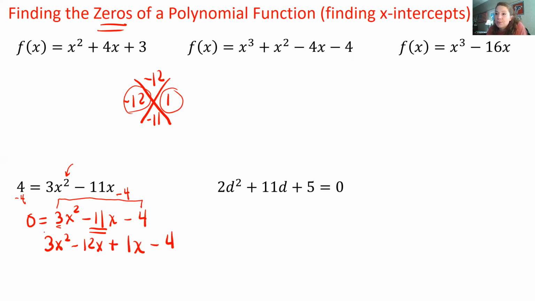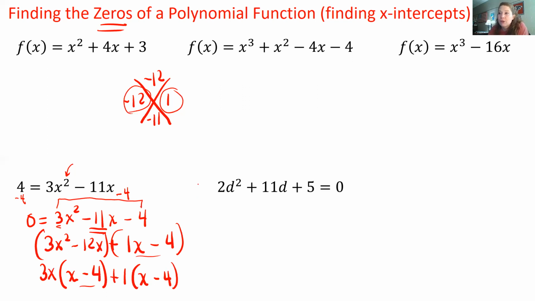So now I have 4 terms, so I'm going to group them. And then I want to see what these first two, what's the greatest common factor? So it would be 3x. So 3x squared divided by 3x is x. -12x divided by 3x is -4. And then these already match, don't they? So I would just factor out a positive 1, and I would get x minus 4. So now my two binomials are 3x plus 1 and x minus 4 equals 0. All of those equal 0.